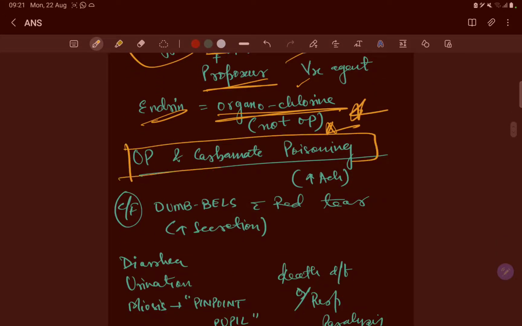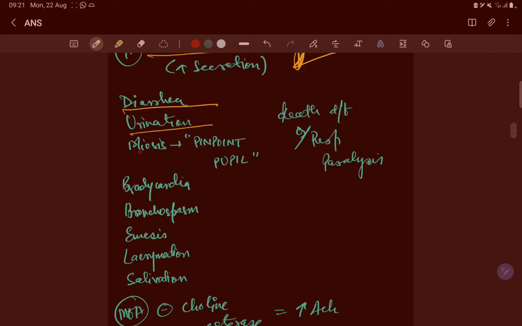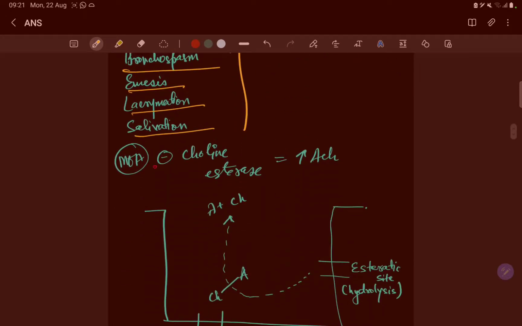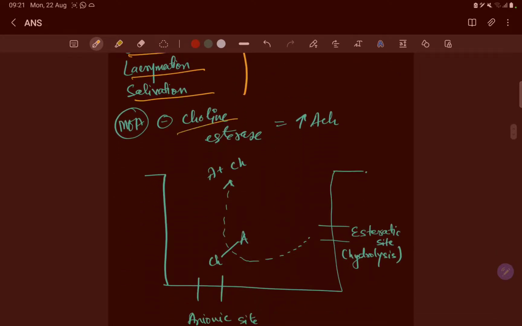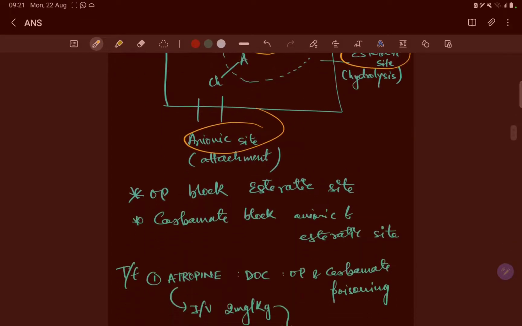Now, organophosphate and carbamate poisoning, which we have discussed before, have the DUMBBELS features. DUMBBELS means diarrhea, urination, miosis (pinpoint pupil), bradycardia, bronchospasm, emesis, lacrimation, and salivation. Everything is increased, but death is due to respiratory paralysis, as in cobra poisoning. The mechanism of action is a decrease in cholinesterase, so there is an increase in acetylcholine. The enzyme has two sites, the anionic site and the esteric site, and the substrate binds there.